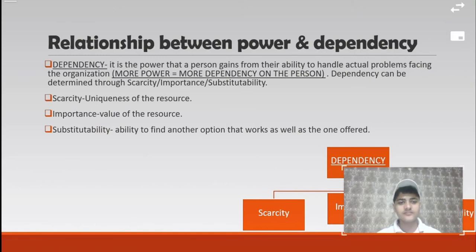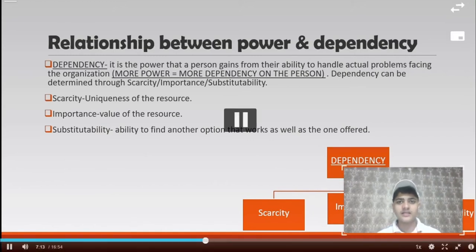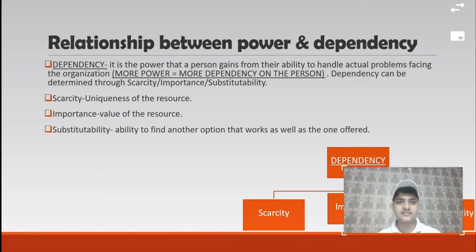Scarcity is how unique a product is. Importance is the value of the resource, how much importance a resource has for us. And substitutability is the ability to find another option that works as well as the one. It's like tea and coffee, petrol and diesel.